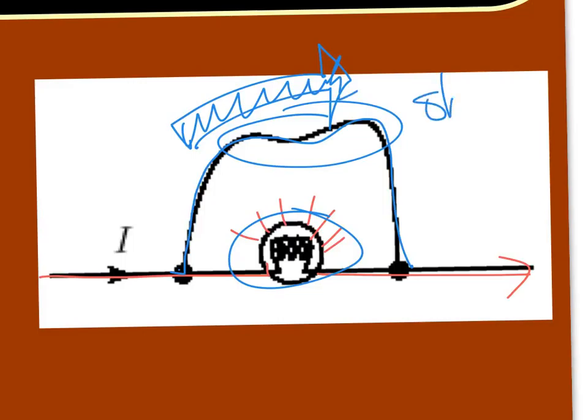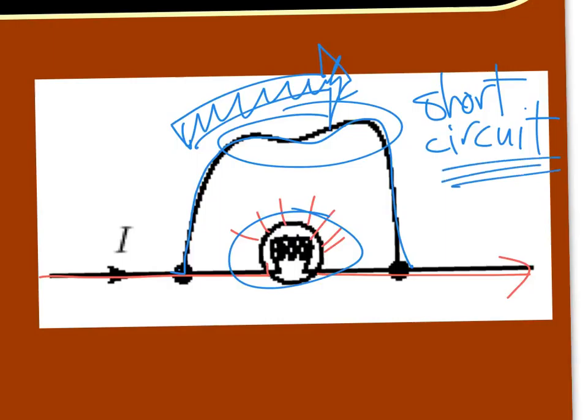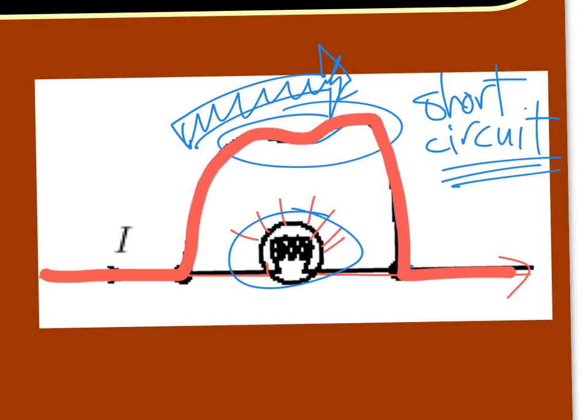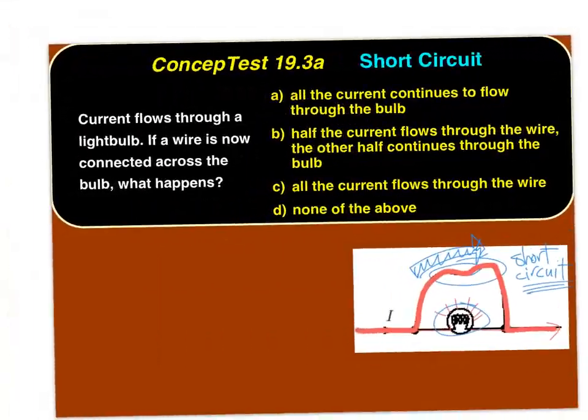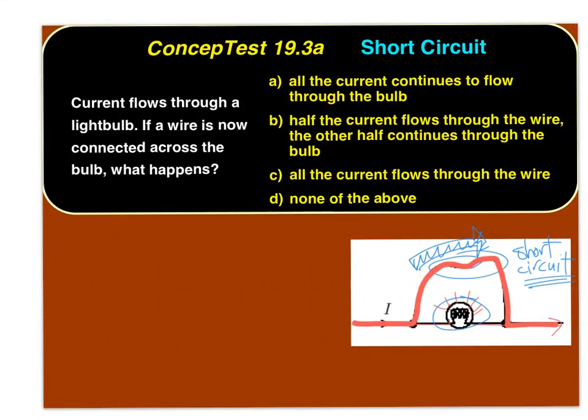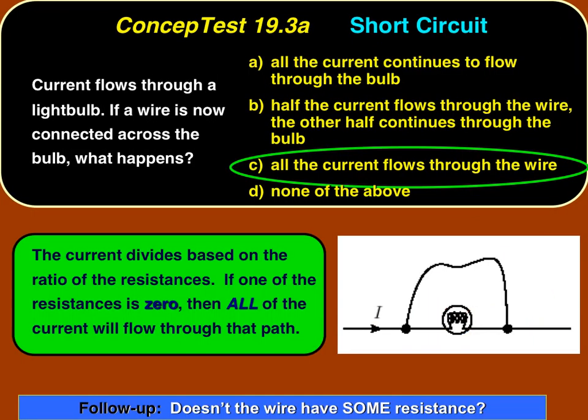This is called a short circuit. That's when there's a direct path for the current to flow. What would happen is all the current would go through the wire. Here's the current. And the poor light bulb would be all dim and receive no current. So what are our answer choices? Well, what did you choose? Cool, that's what I chose too. So all the current would flow through the wire, and the light bulb would go out.